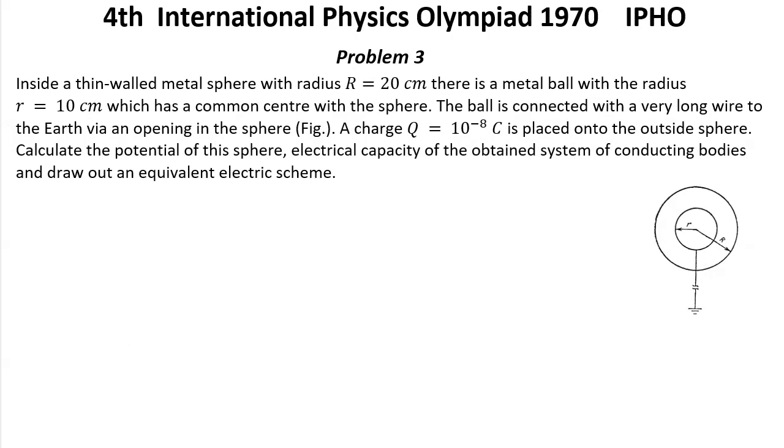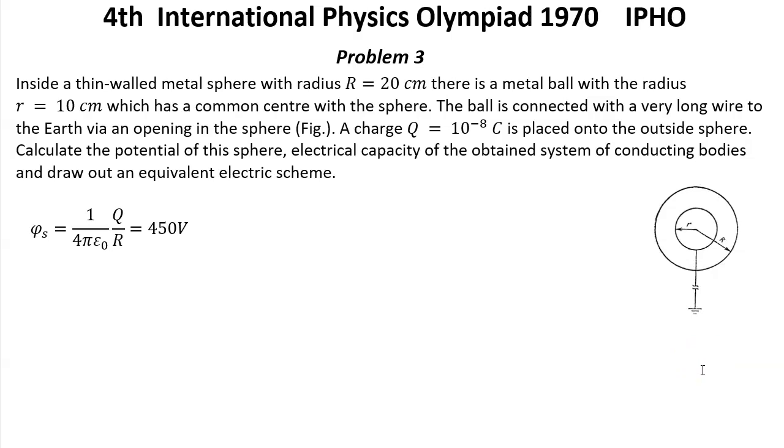First, if we don't have any connection of this inside sphere with the Earth, we have the potential of this inside sphere equal to the same as the potential for this sphere on the surface big R. So that will be this one. But because we connected this inside sphere with the Earth, we made this potential equal to 0.